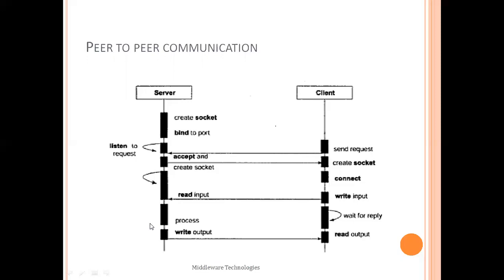A real-time example we can say is WhatsApp. Whenever we friends are communicating, one person, for example I, can send a message, the other person can see the message, and again he or she can send a message back to me. Like this, in peer-to-peer communication, two components or two machines will be there which are equally responsible. Any machine can make the request, any machine can provide the resources.